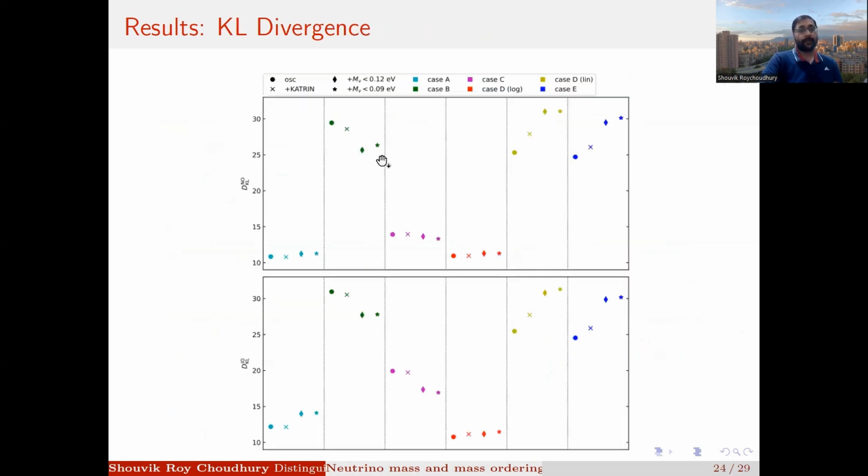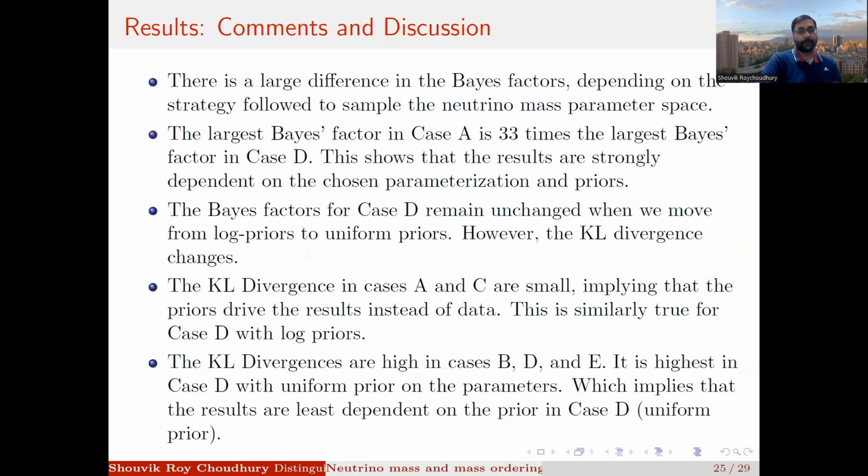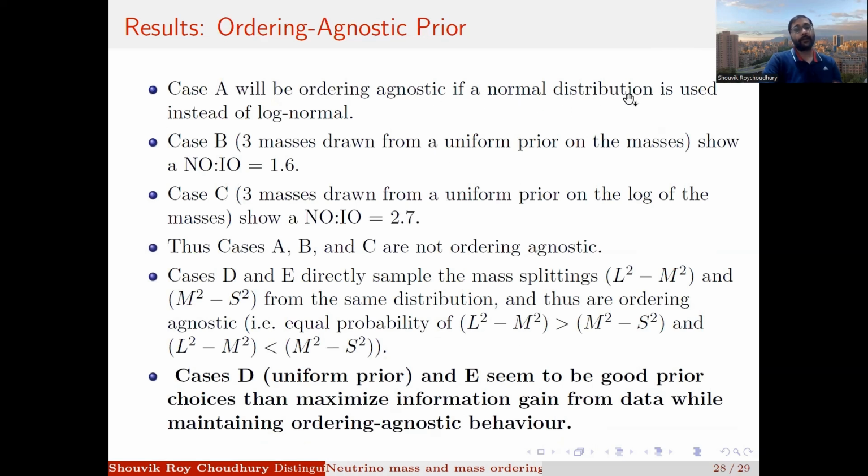So as you can see, in case B we have high KL divergence. So one might ask why not take the Bayes factor provided by the case B parameterization. And there is the issue of the ordering agnostic prior. So here, what we see in case A is that if the 3 neutrino masses are randomly drawn a large number of times from a log normal distribution, then sorted into L, M, and S, large, medium, and small, then we see that for particular sigma values, this parameterization already prefers the normal ordering over inverted ordering, and this is not really a desired quality in a prior choice. So in case A, if we use the normal distribution, then it would be ordering agnostic, but the previous paper had used the log normal distribution, and that is why we studied this case as well.